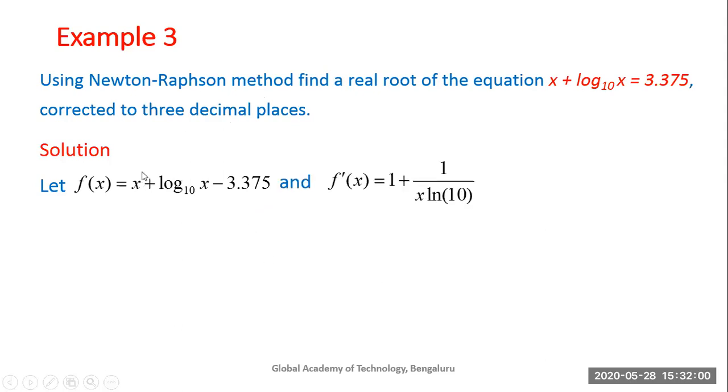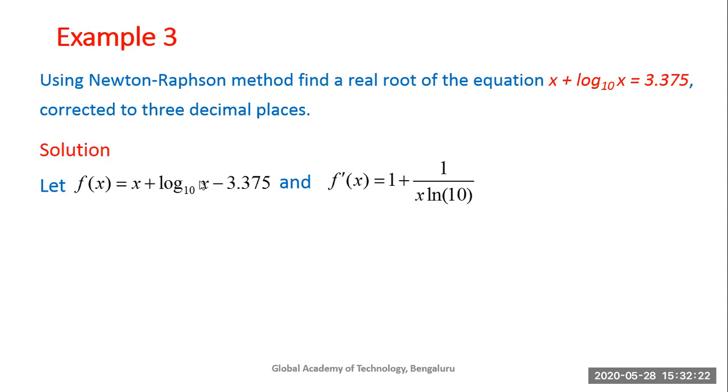So we get f dash x as the derivative of x is 1. The derivative of log x to the base e is 1 by x, but the base is 10 here. So the derivative of log x to the base 10 is 1 divided by x into ln of 10. ln means log 10 to the base e.